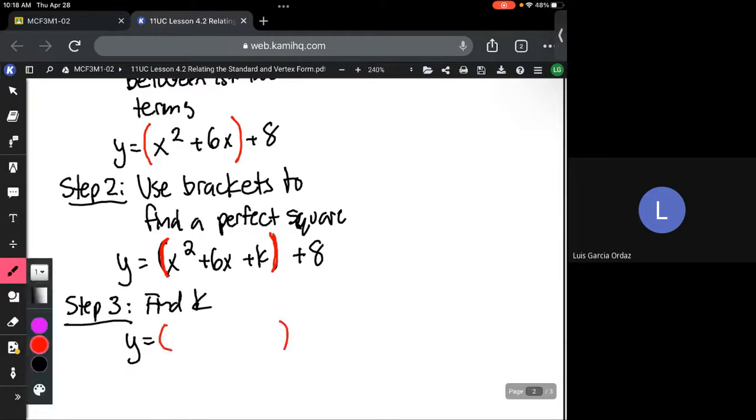Wait, what's the middle thing? Does that say fox? Oh, it's 6x. Oh my gosh.